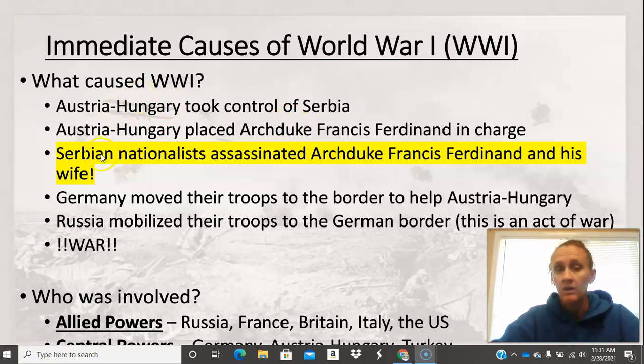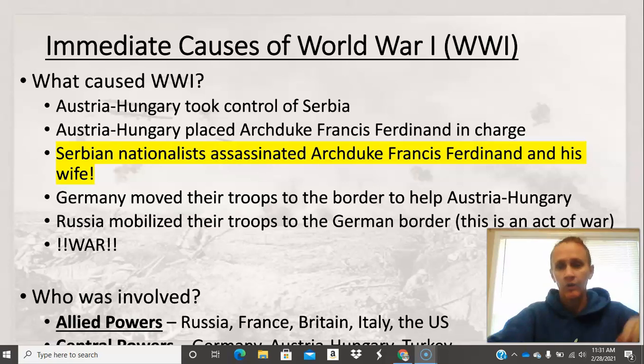So Serbia is being controlled and having decisions made for them by somebody who's not even from their nation. Serbian nationalists will assassinate Archduke Francis Ferdinand and his pregnant wife, okay? Because Germany is an ally of Austria-Hungary, Austria-Hungary gives Serbia an ultimatum and says, look, you do all these things to make it up to us. And Serbia's like, no, you shouldn't have even had anybody on our throne. Germany will move their troops to the border to help Austria-Hungary. Russia says, no, we're going to help Serbia.